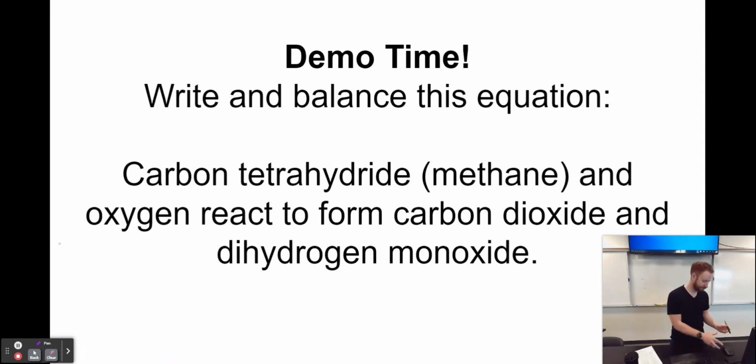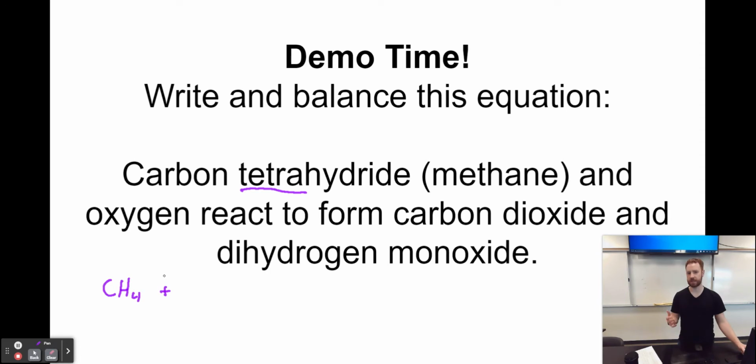Let's go through it together. Carbon tetrahydride, that's a covalent compound because it has a prefix in it. So that means that it is 1 carbon, 4 hydrogen. Sorry, I had to try and remember. For a second, I doubted myself that tetra was 4, but it is. Carbon tetrahydride, aka methane, and oxygen.